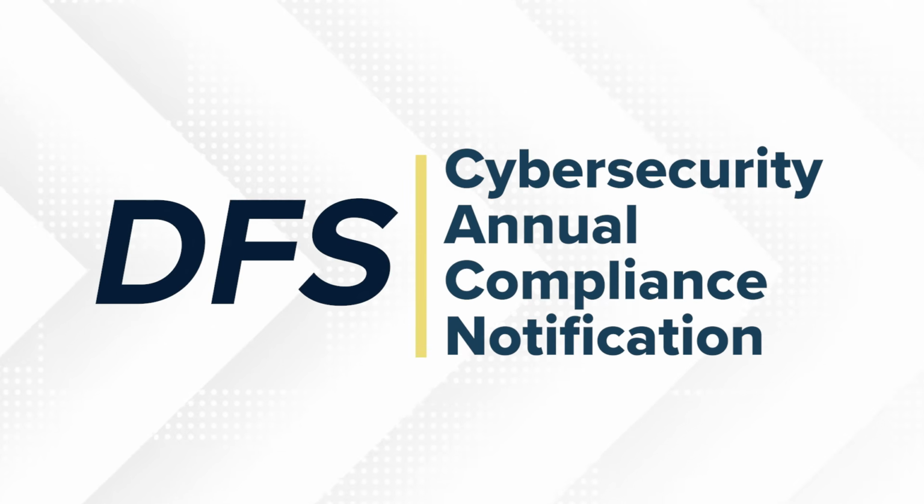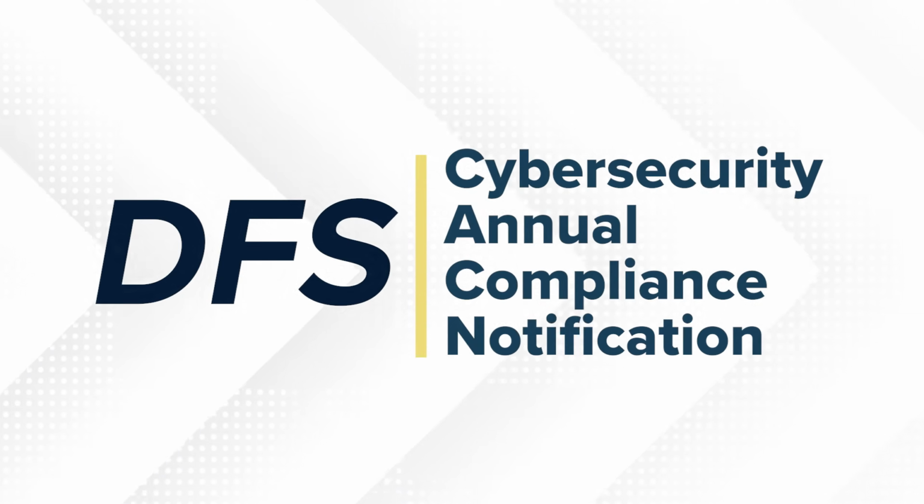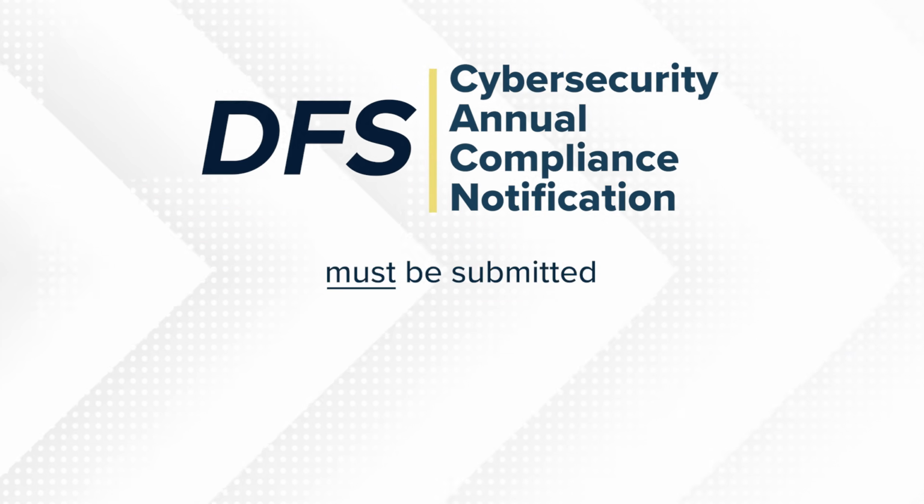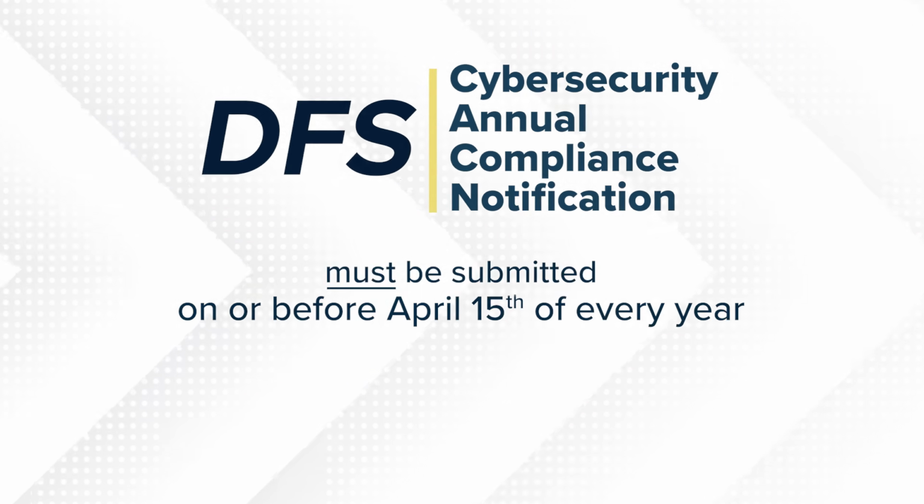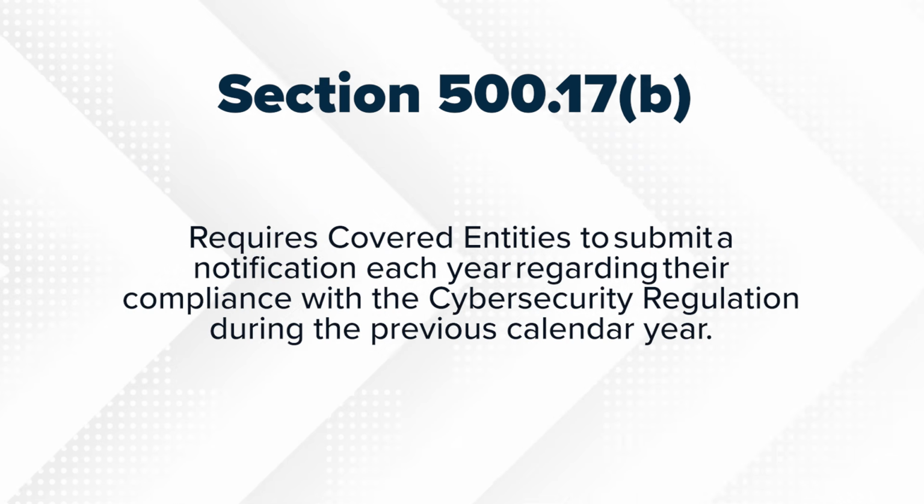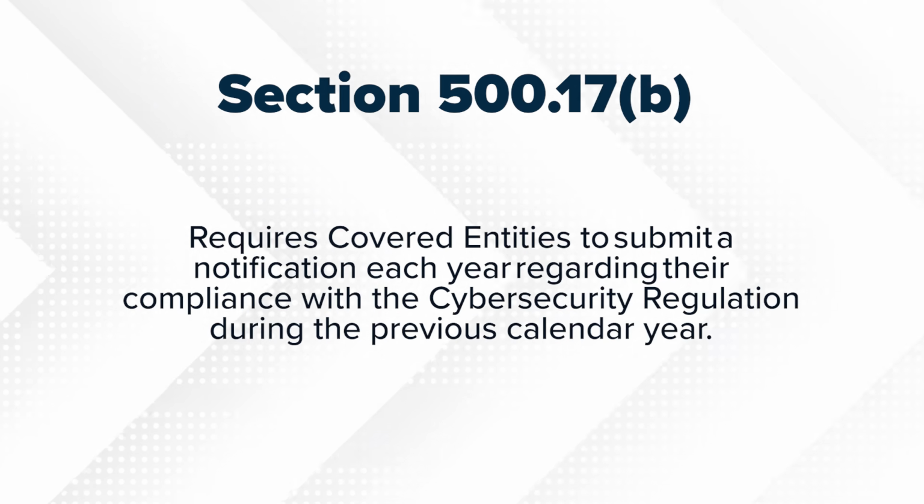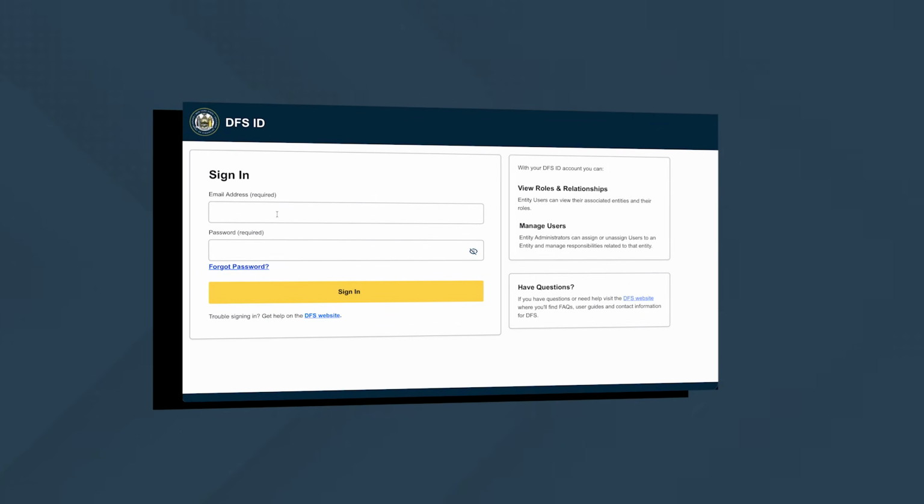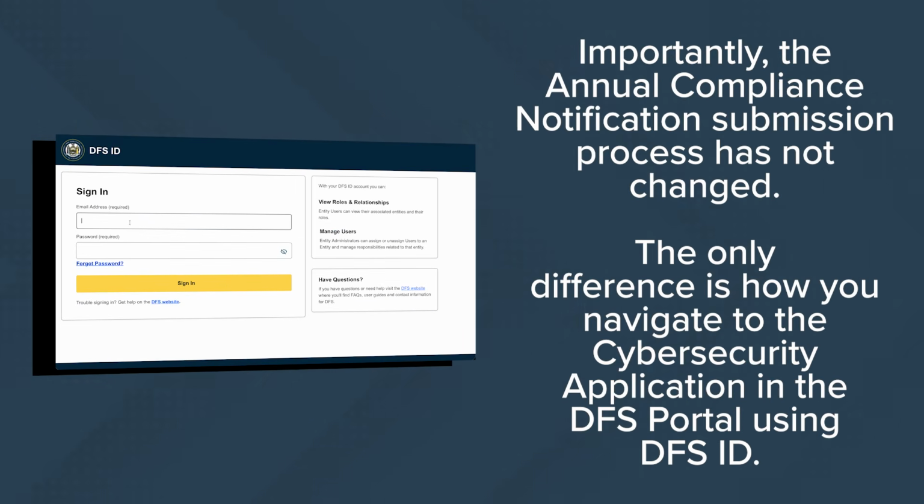Welcome. This video will walk you through how to file the DFS Cybersecurity Annual Compliance Notification, which must be submitted on or before April 15th of every year. Section 500.17b requires covered entities to submit a notification each year regarding their compliance with the cybersecurity regulation during the previous calendar year. Importantly, the annual compliance notification submission process has not changed.